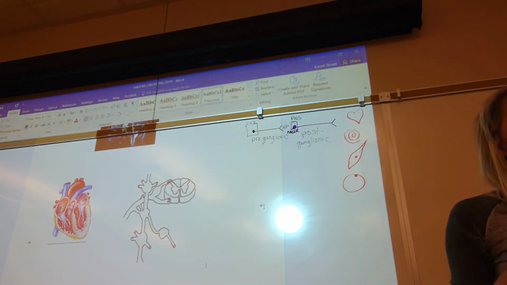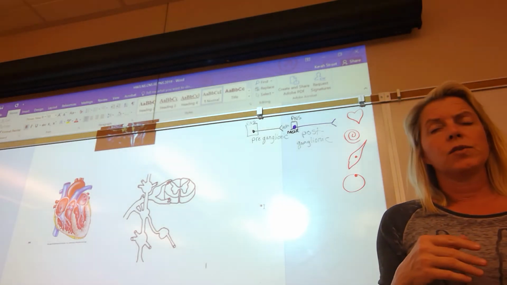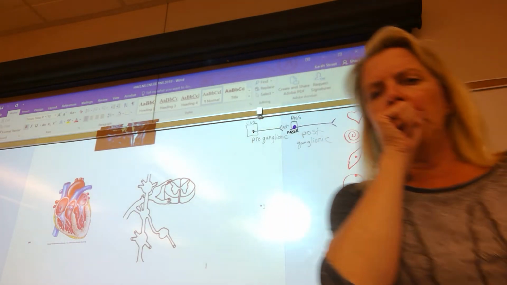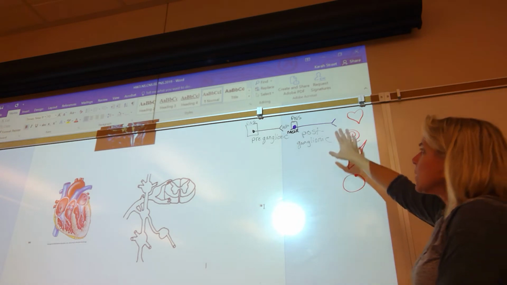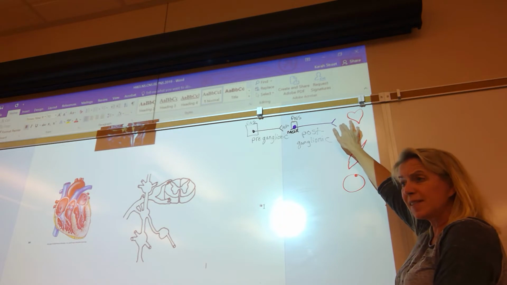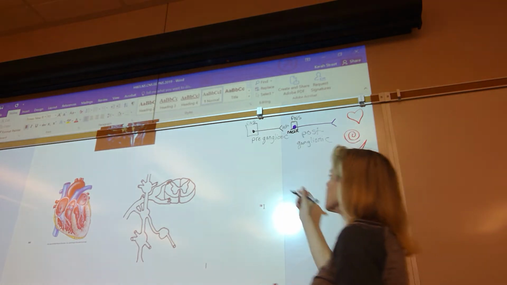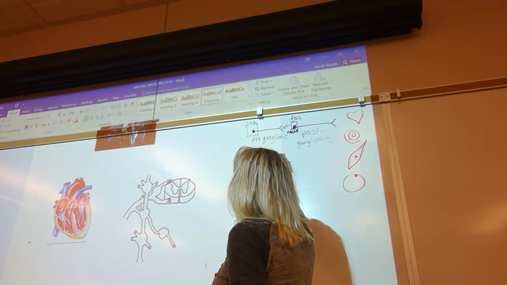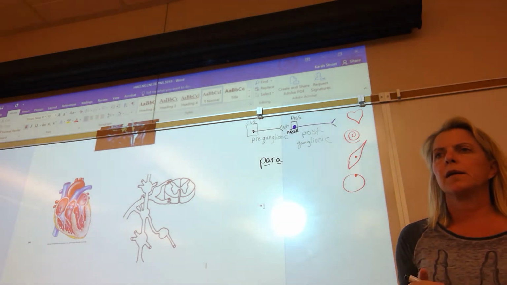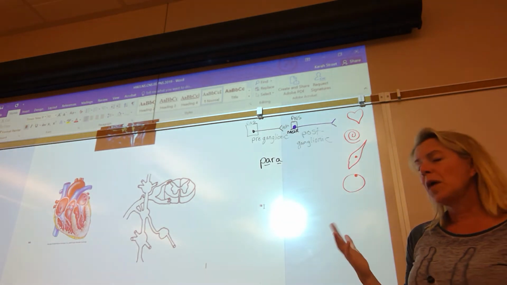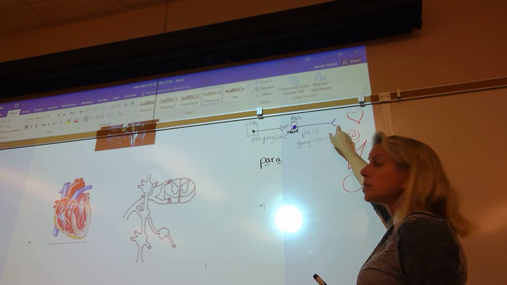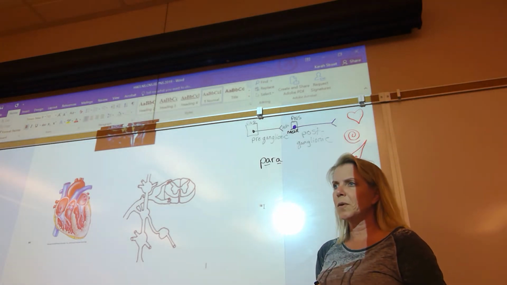Now where the two divisions start to differ is the neurotransmitter that the second neuron releases. So parasympathetic, what are the first two vowels for the word parasympathetic? A, A. So that means for parasympathetic, the first neuron releases acetylcholine, and the second one would also release acetylcholine.